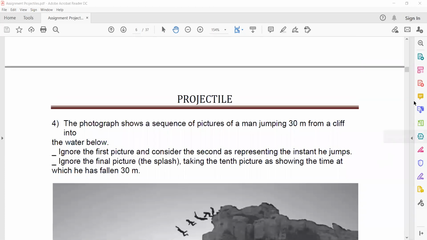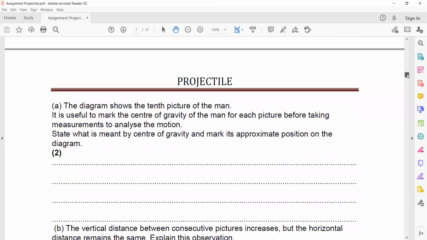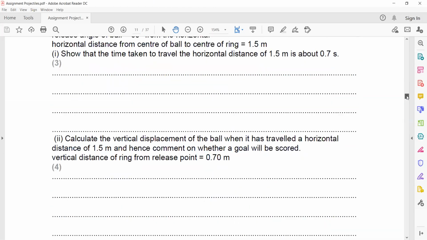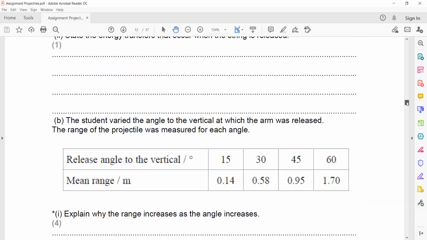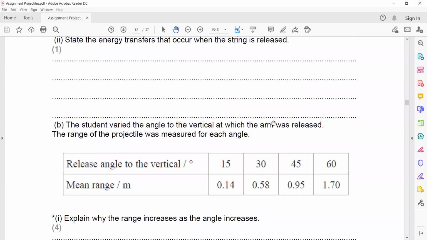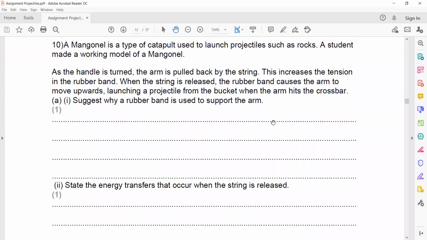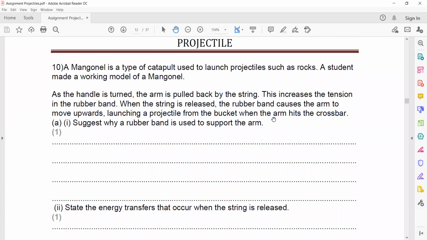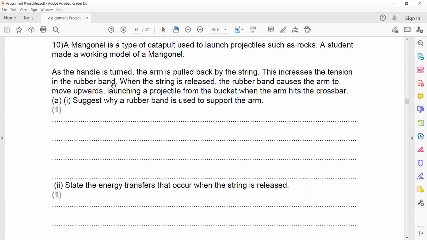Then question 12, page 12, question 10 AB. Mangonel is a type of catapult used to launch a projectile such as a rock. A student makes a working model.